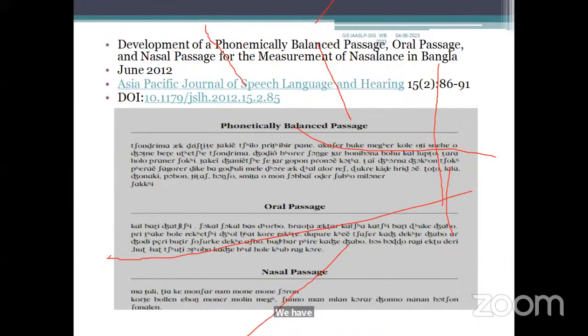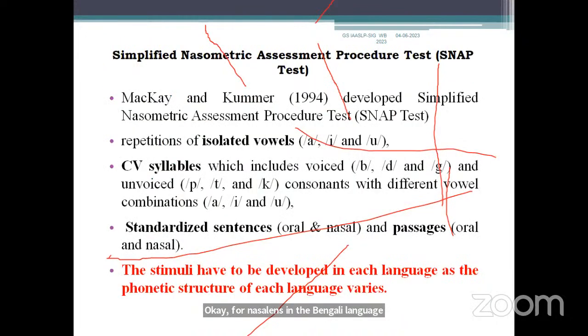As far as I got to know, in Bengali there is one study which I found, I think by Suman Kumar, published in the Asia Pacific Journal of Speech, Language and Hearing, 2012. That's an oral passage and a nasal passage, which is available for nasalance in the Bengali language. Another protocol which is widely accepted and used is the ANCOMR protocol, called the Simplified Nasometric Assessment Procedure Test, shortly called the SNAP test.